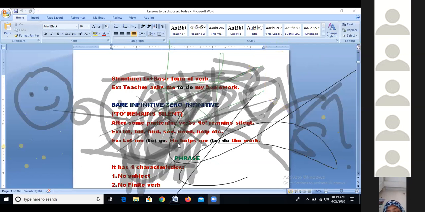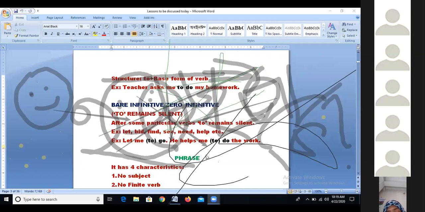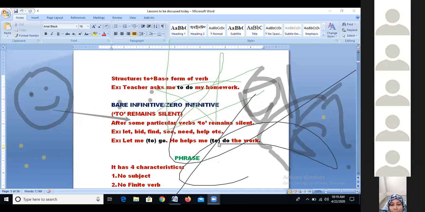Similarly, the next example, he helps me to do the work. We do not say to do, we usually say he helps me do the work. So as we find here helps as finite verb, we do not use to in the infinitive. So to remains here silent. So as to remains silent, we call it bare infinitive or zero infinitive.